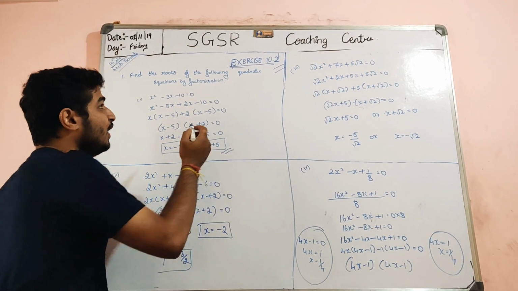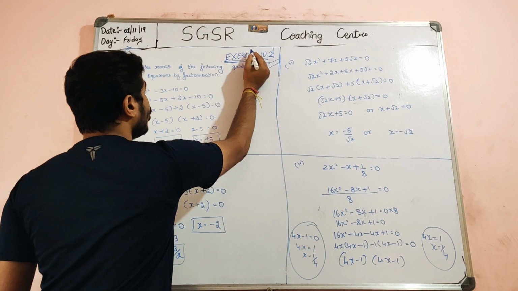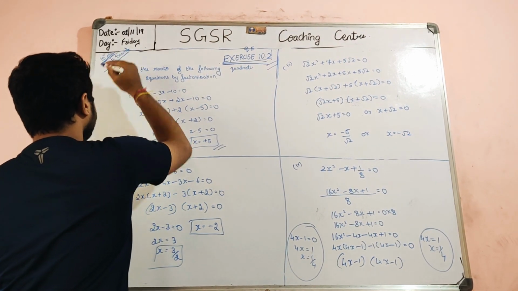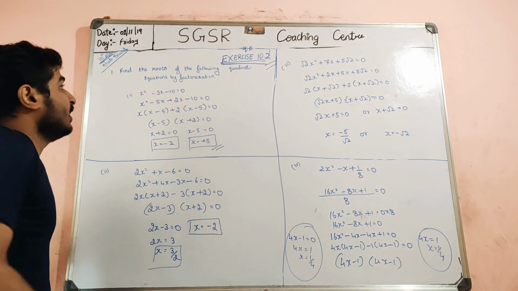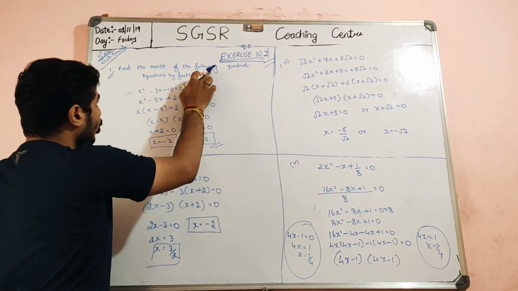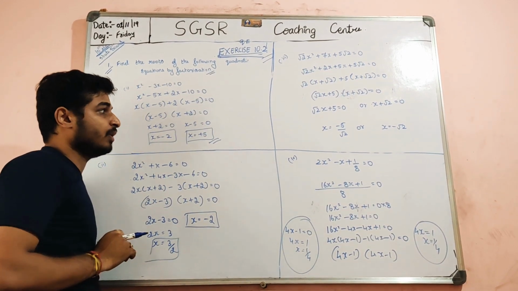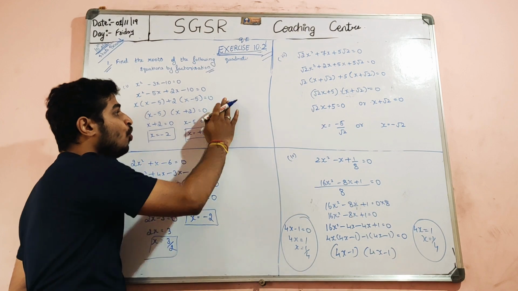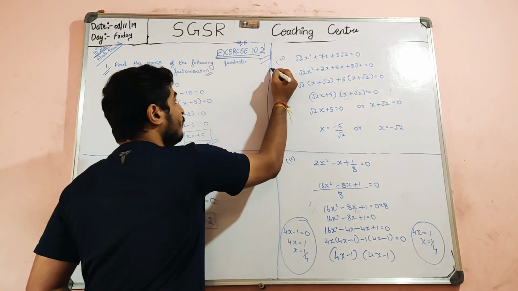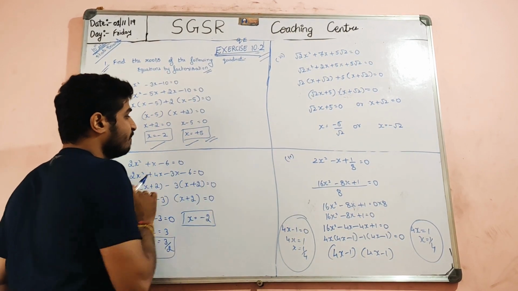Hi students, now we are going to deal with exercise 10.2, quadratic equations, 10th standard state board. First, find the roots of the following quadratic equation by factorization. Students all know about factorization. Factorization is performed for finding the value of x.